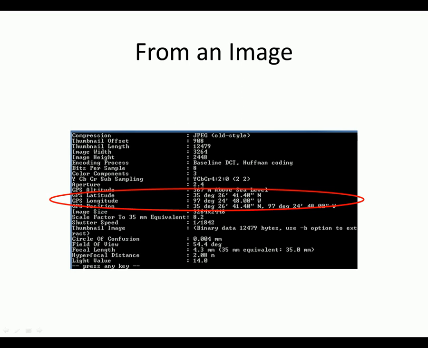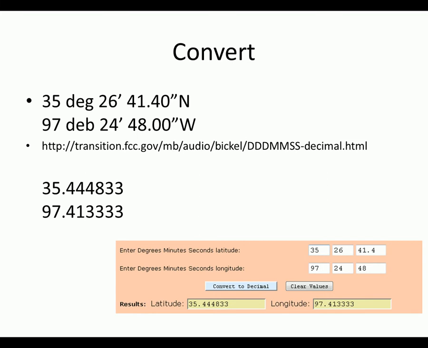Now, I gave you a website where you can actually convert it. So 35 degrees, 26 minutes, 41.40 seconds north, 97 degrees, 24.48 west. This website right here is what I gave you. It will allow you to convert it into decimal format. So you can take that data and just put it right into Google Maps. Just put in the 35.444833, space, 97, and it'll immediately show up on Google. Kind of handy, but there are a couple more things I'll show you in a minute. We can convert it very easily to decimal.